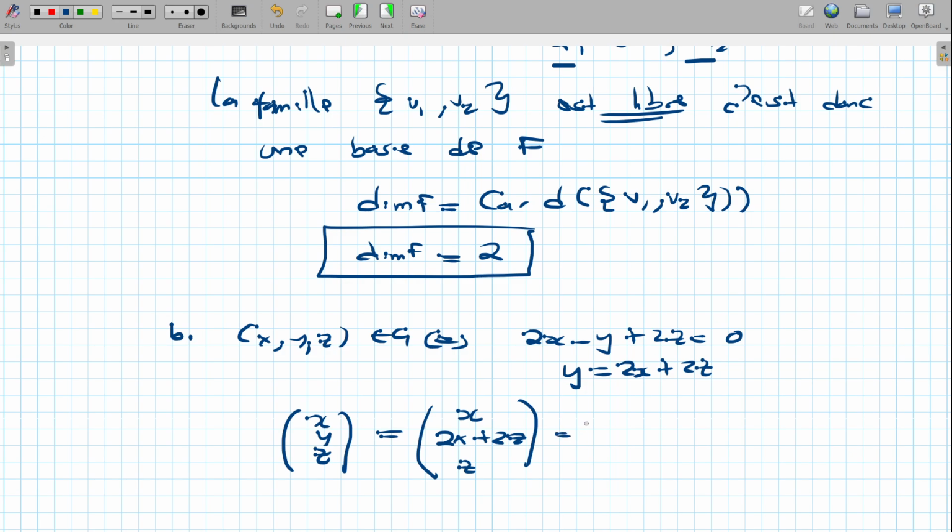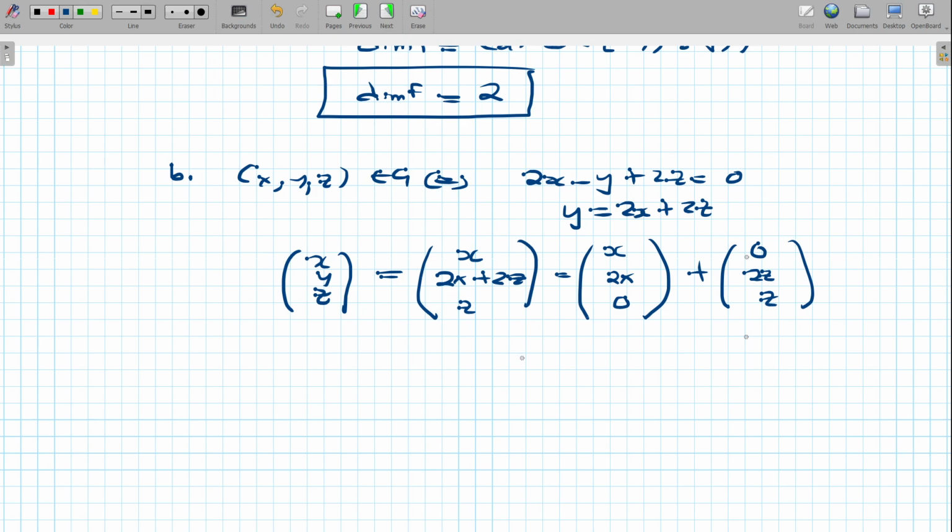You can see that just like in the first case, we have 2 variables, x and z. So we take z equal to 0. This is going to give me x, then 2x, then a 0 here. And then plus, we take x equal to 0. This is going to give me a 2z here, and then a z here, like so. Hopefully that is clear.